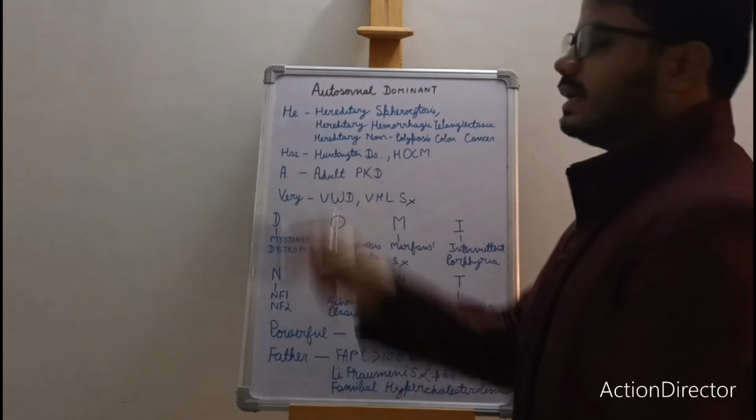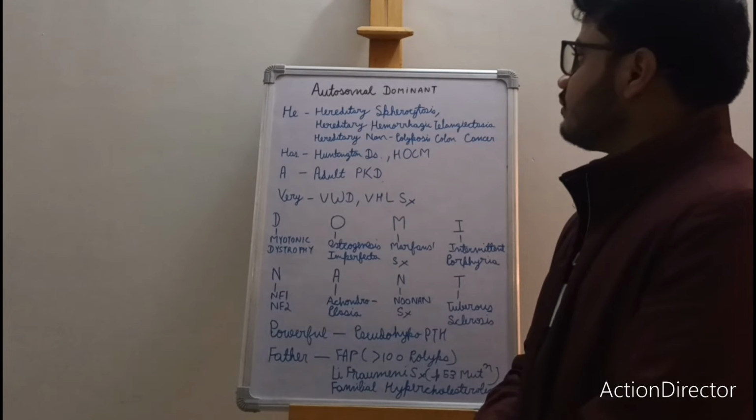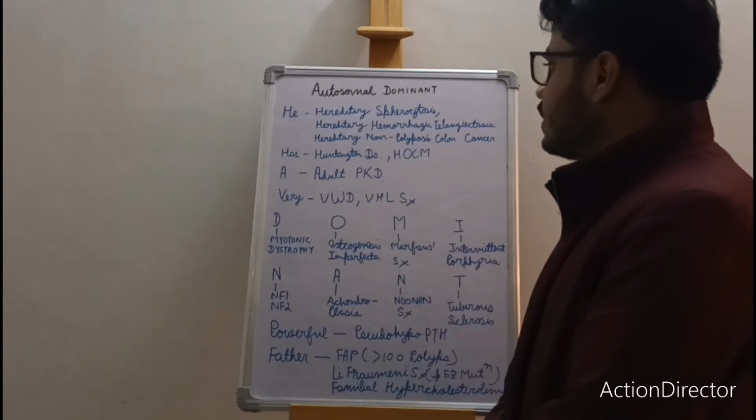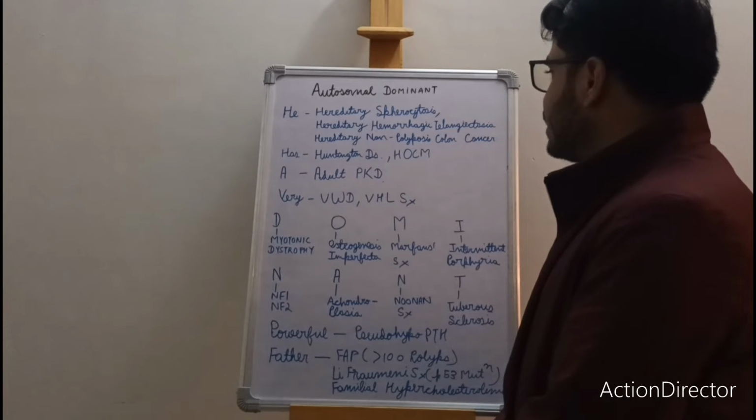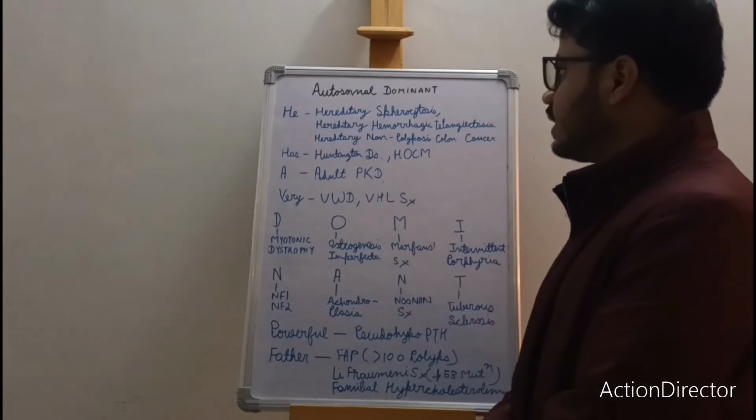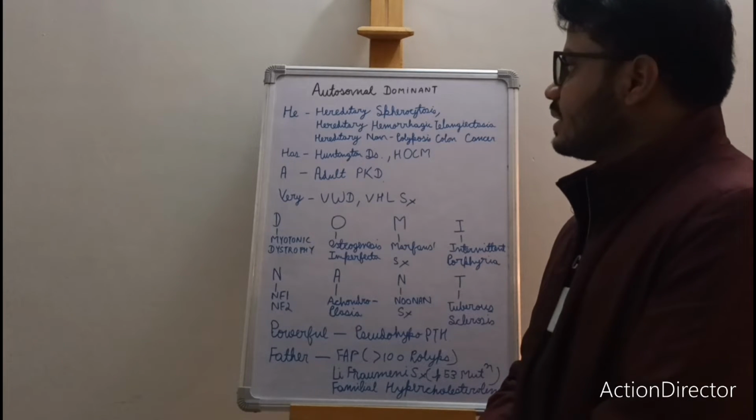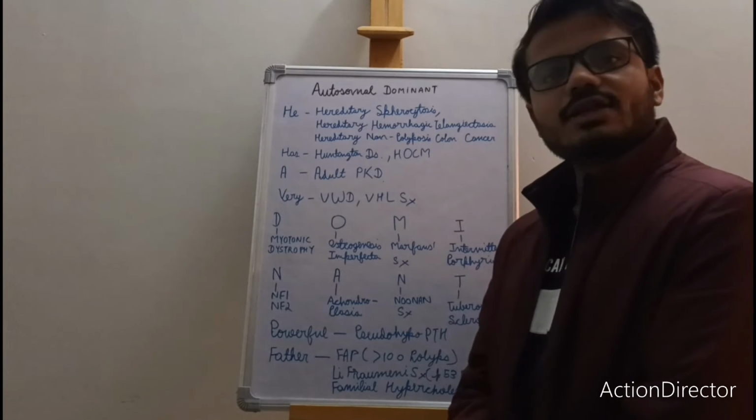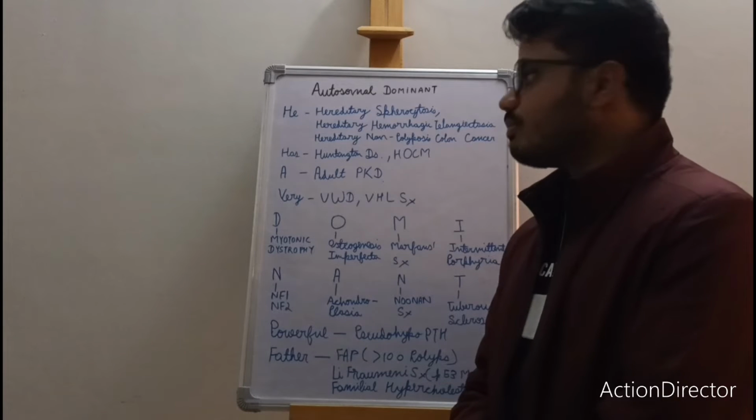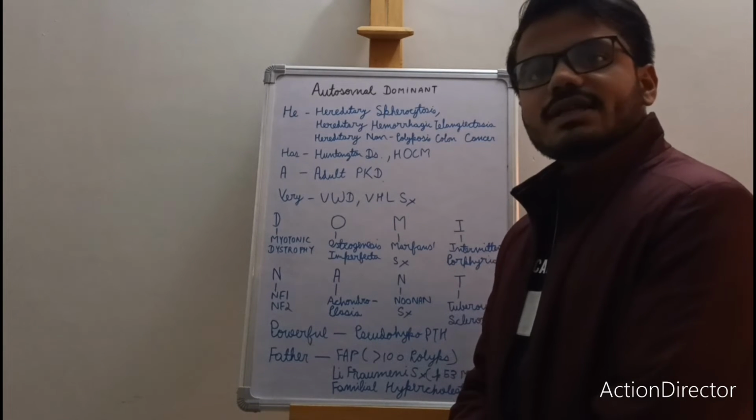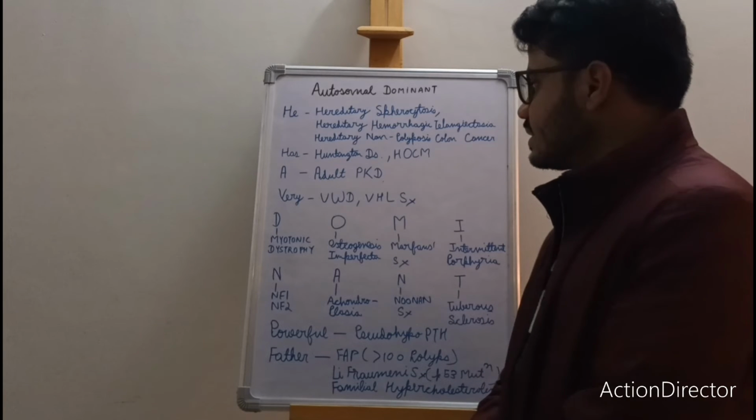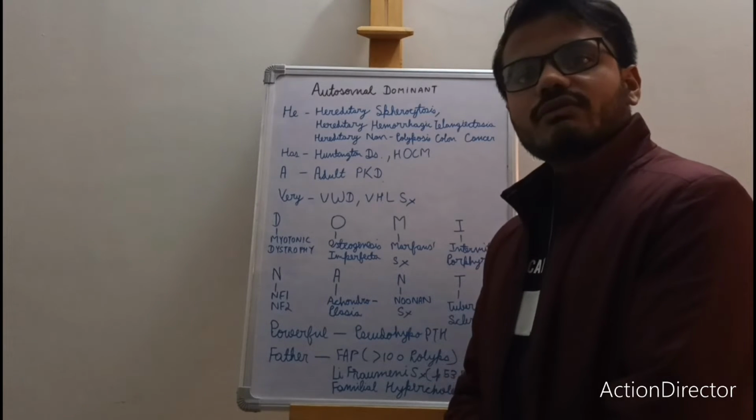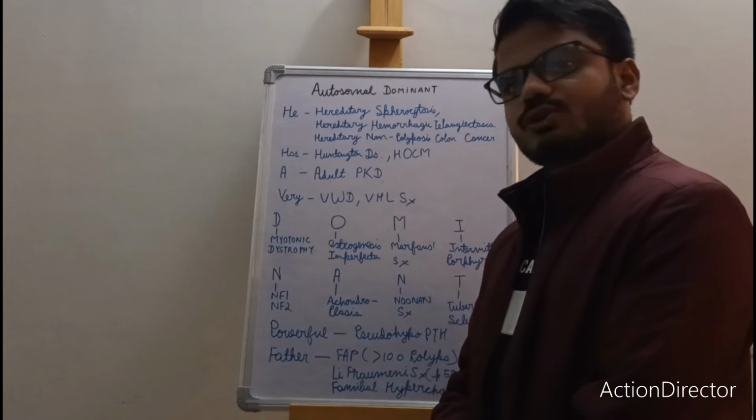So, HE stands for hereditary spherocytosis, hereditary hemorrhagic telangiectasia, hereditary non-polyposis colon cancer, right? HE stands for three hereditary disorders. Then HAS stands for Huntington's disease and HOCM, hypertrophic obstructive cardiomyopathy. A stands for adult polycystic kidney disease. V stands for von Willebrand disease and VHL syndrome.